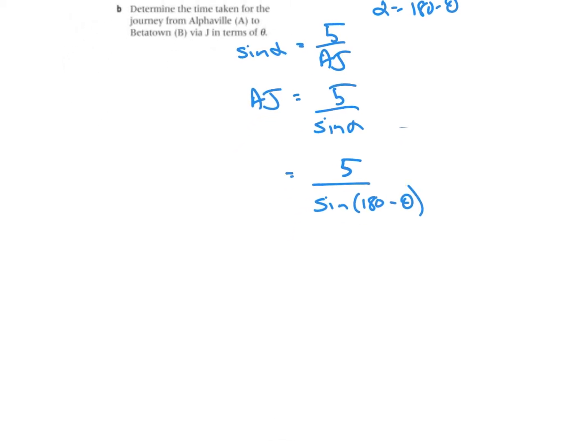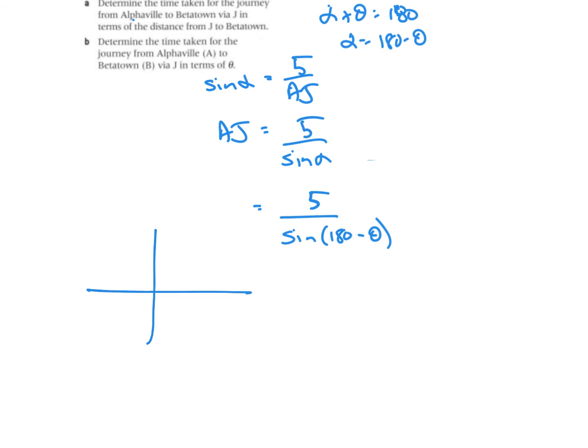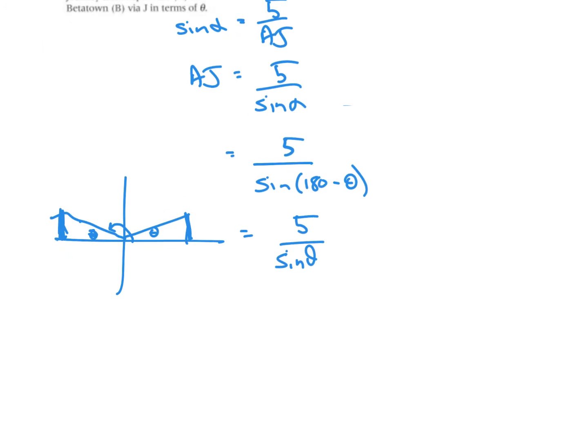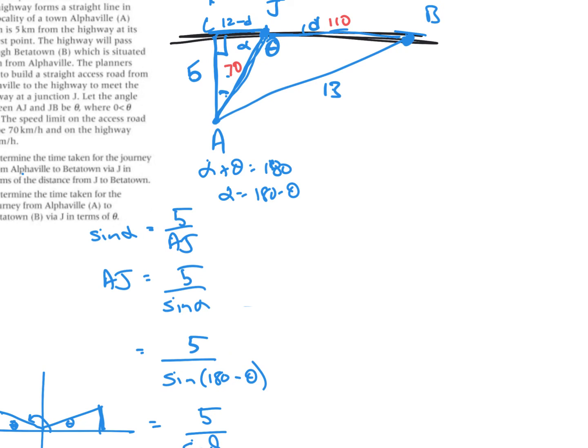Now, if I want to get fancy and get rid of the 180, recognize that here is theta. This is 180 minus theta if I also have this being theta. The sine is the same, and so this is actually equal to 5 over the sine of theta, to tidy up a little bit. That's the AJ part. And so the time will simply be this distance of AJ times 1 over the rate. That's going to be the time it takes to get this part in terms of theta.